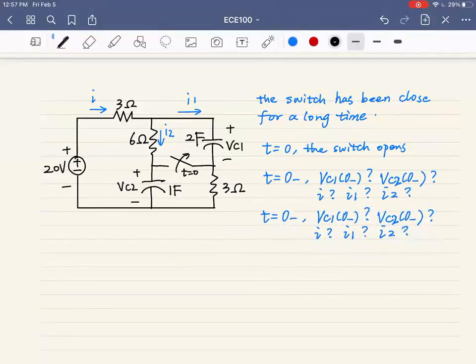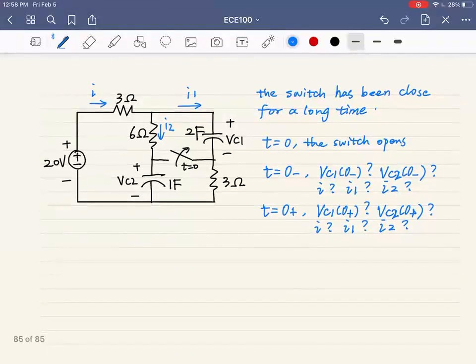And I also want to ask, in the instant right after the switch opens, what are the two capacitance voltages and the currents flowing through the elements? Okay. I'll break it down step by step, and all of you will be able to solve it.